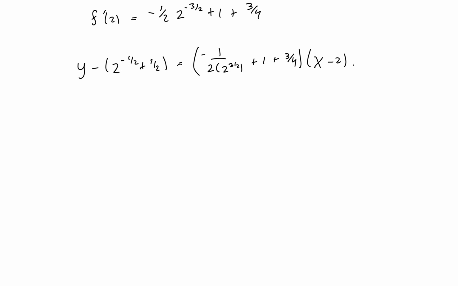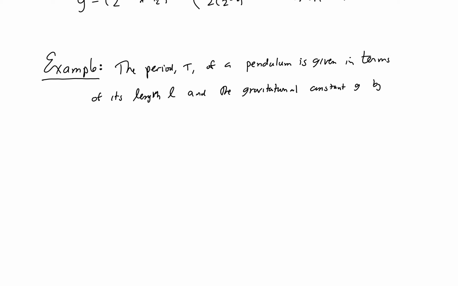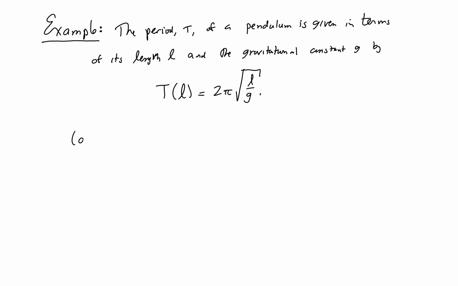Okay, now let's go ahead and try a word problem. So we have the period of a pendulum, which is given in terms of its length L and the gravitational constant G. And so this formula is T of L equals 2 pi square root of L over G. So the first thing let's look at is let's find the derivative. So let's find dT/dL.